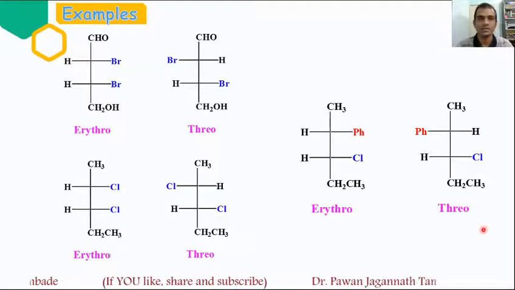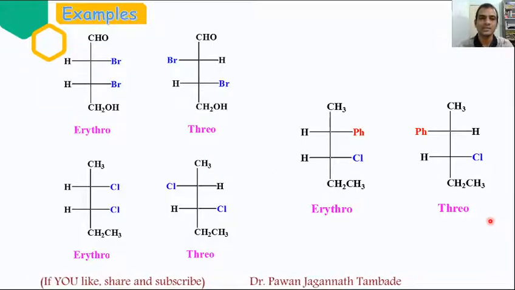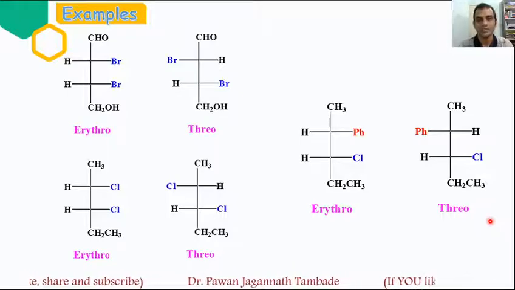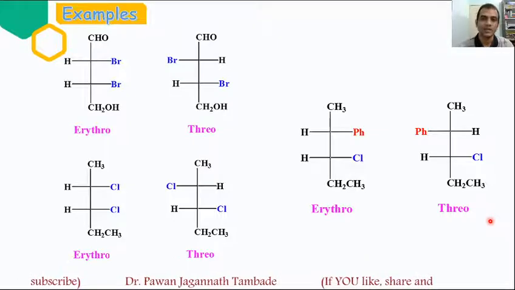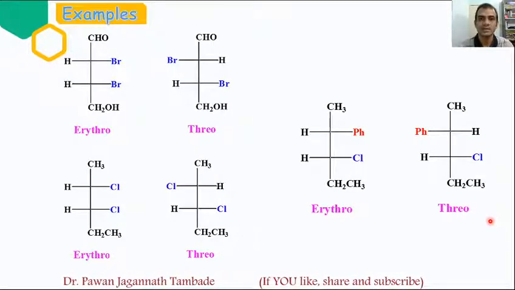So this is how we can apply this system of nomenclature, that is erythro and threo. If similar atoms or groups are on same side, it is erythro. And if similar atoms or groups are on opposite side, then it is called as threo structure.